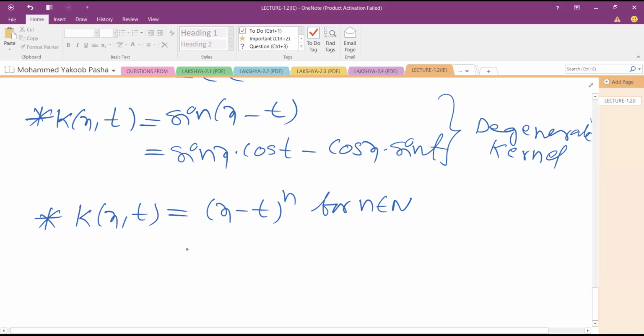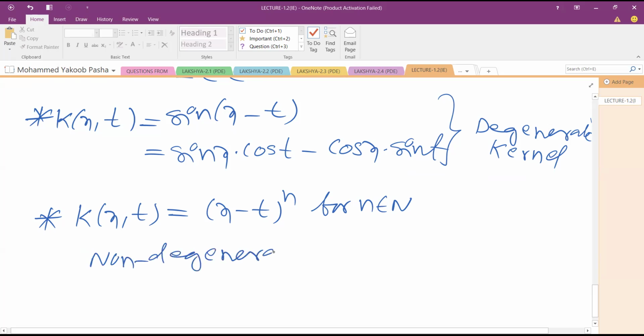What is the result here? First term? X to the power 1, sir. X minus t, sir. X minus t. Okay. Next term is? X minus t whole square. Okay, there is no product of x and t. So it is a non-degenerate kernel.